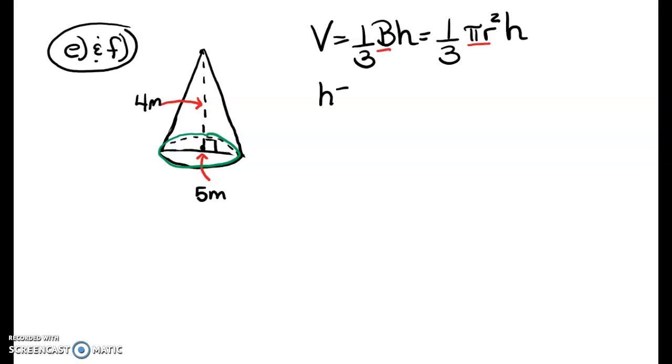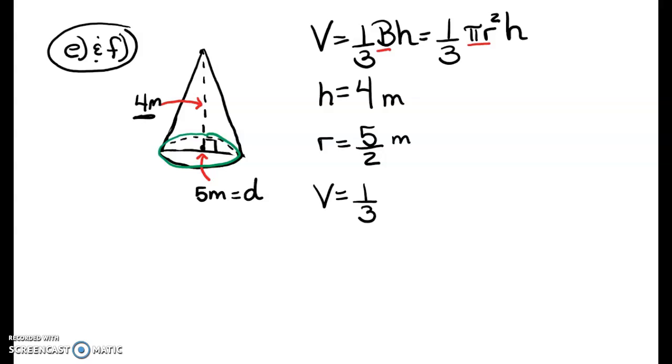All right, so the height of our cone is 4 meters. But they did not give us the radius. In my problem, they gave me the diameter. So I need the radius, and I'm going to cut it in half, right? The radius is always half of the diameter, so it's 5/2 meters. So now that I have my radius and my height, I can go ahead and calculate my volume.